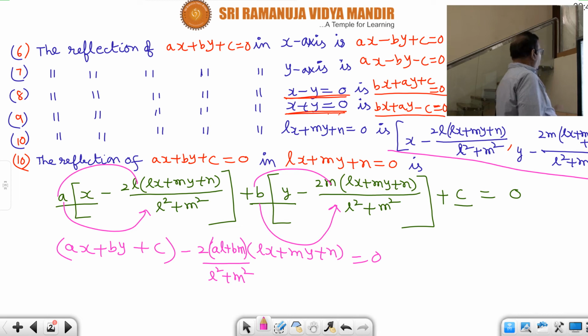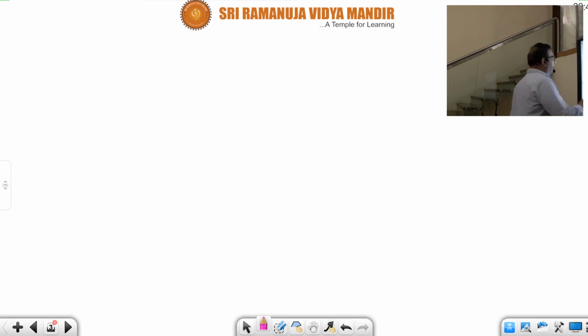So, I will write this formula again on the next page, and because this is the most important formula, we are going to discuss it. Okay. All of you noted down these formulas? Okay. I am going to the next page and write the final formula which we have derived again. Okay. 10th one.